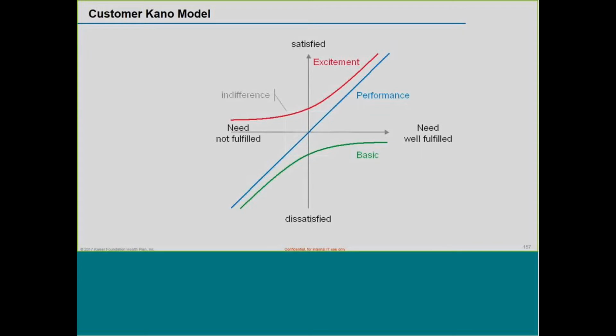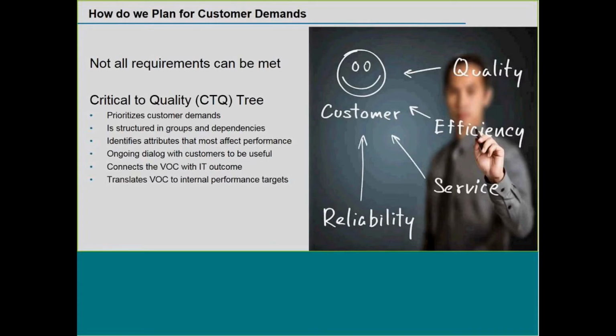This is the Kaizen model, and it's just a representative to show how we can satisfy our customers by providing their required or wished sentiments about a particular product or service. So how do we understand and plan for our customer demands? Well, we may not be able to meet all of our customer demands, but hopefully we can come close.